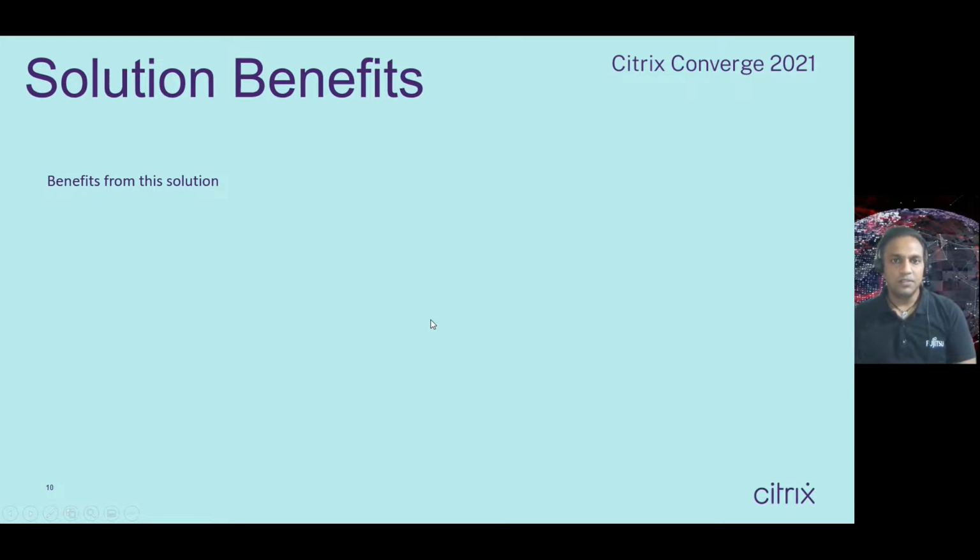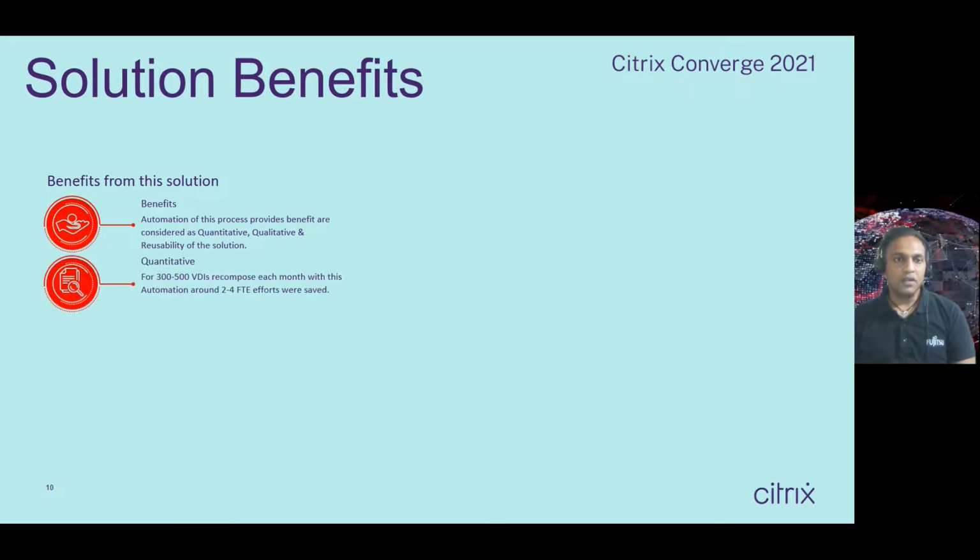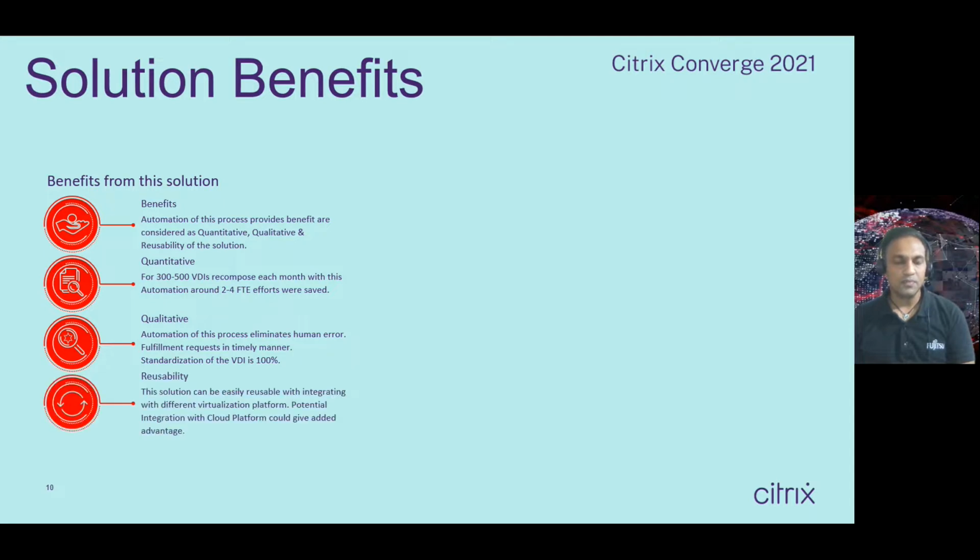Now let's talk about the benefits of this automation. This automation will not only have a quantitative benefit but qualitative benefits as well. Considering an average volume of 300 to 500 VDI recomposes every month, we can save around 2 to 4 full-time employees with this automation. For qualitative benefits, all the human errors get eliminated. The request gets fulfilled in a timely manner with the standardization of all the VDIs. This solution can be easily reused as all the parameters are configured as variables.